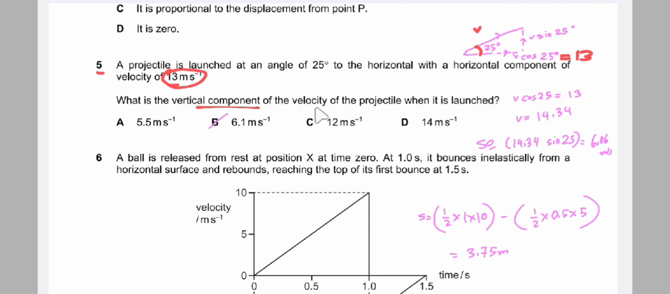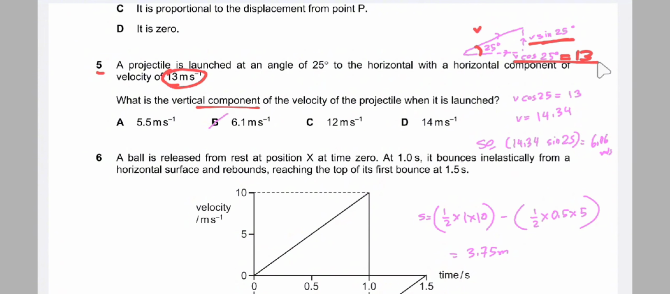What is the vertical component of velocity of the projectile when it is launched? So we need to find the vertical component of velocity. To find this value, we know the value of sin 25, but we need to find the value of v. So what is the value of v?